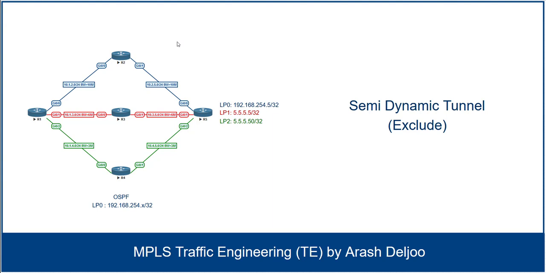This is a thing between actually explicit and dynamic tunnel. Don't forget, you can configure semi-dynamic tunnel with two methods. This is the first method, exclude option. I will explain about the second method in the next video.